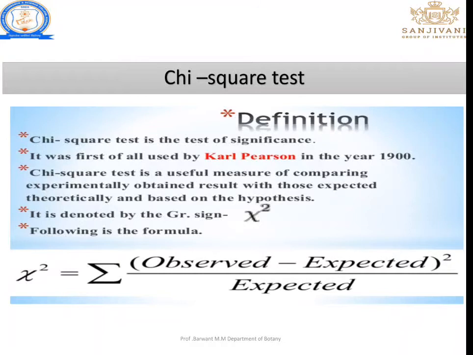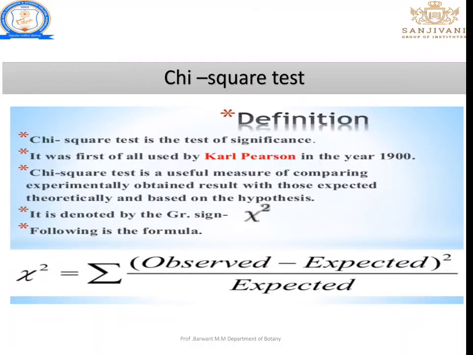First, we have to see the definition of chi-square. The chi-square test is a test of significance. It was first used by Karl Pearson in the year 1900. It is the first test used by Karl Pearson.